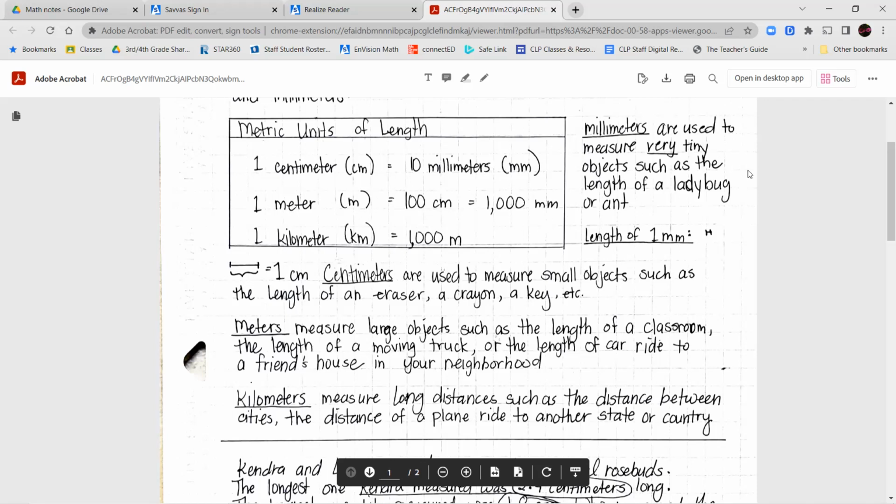Now, millimeters are used to measure extremely tiny things, like the length of a ladybug or an ant. So this right here is the length of 1 millimeter. A centimeter is about this long. Centimeters are used to measure small objects like the length of an eraser or a crayon or a key or a paper clip. You can use centimeters for that.